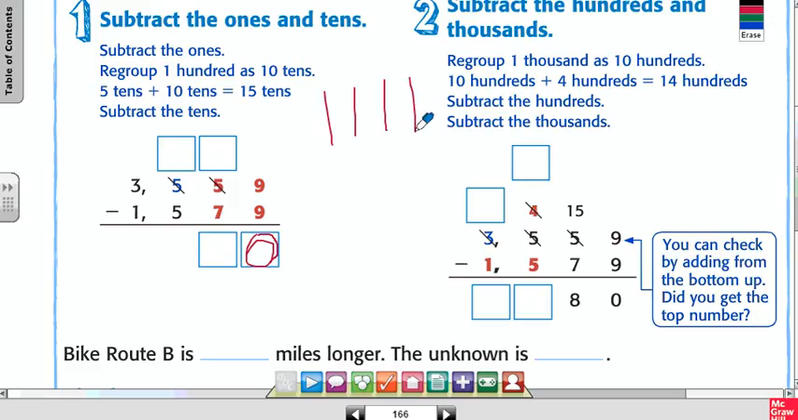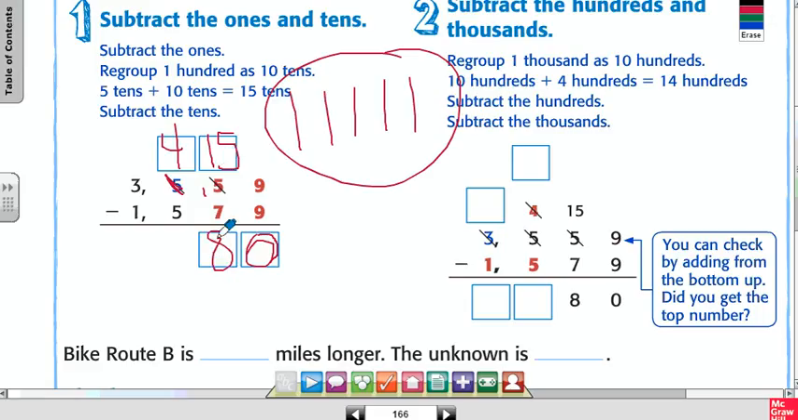1, 2, 3, 4, 5. Can I take away 7 from this? No, I can't. I have to borrow from this 5. If I borrow 1 from the hundreds place, I have 4, right? I have 4 hundreds left. Now the one that I borrowed goes to the right. Instead of 5, I have 15. So again, 15 minus 7 is 8. That's what they have here.